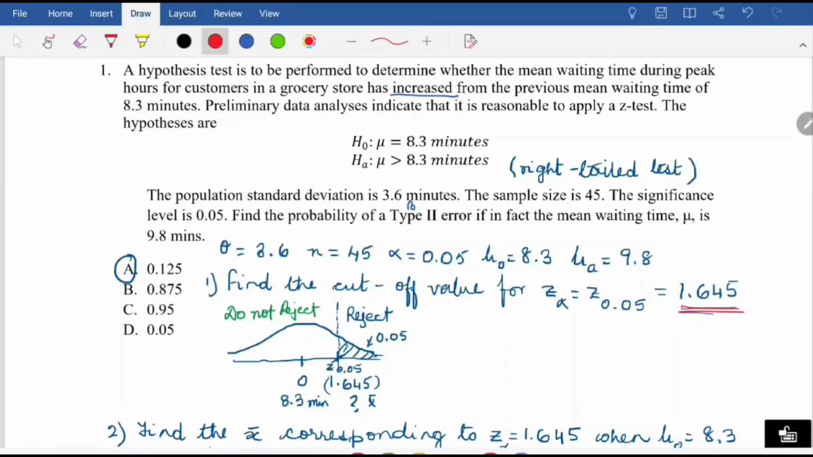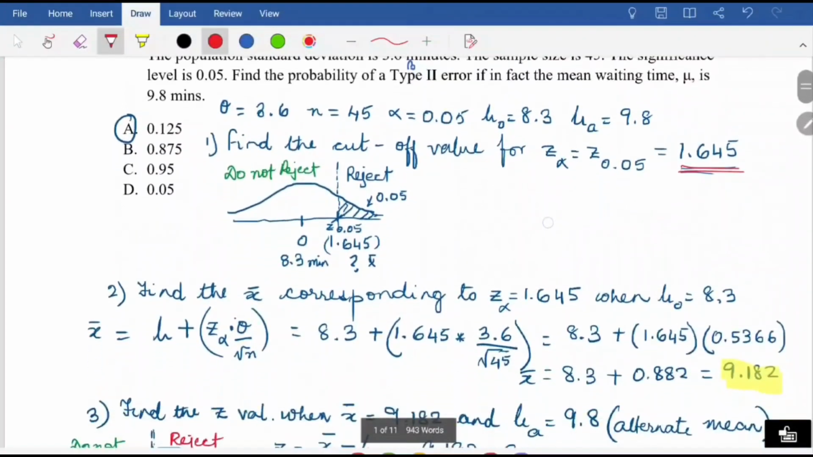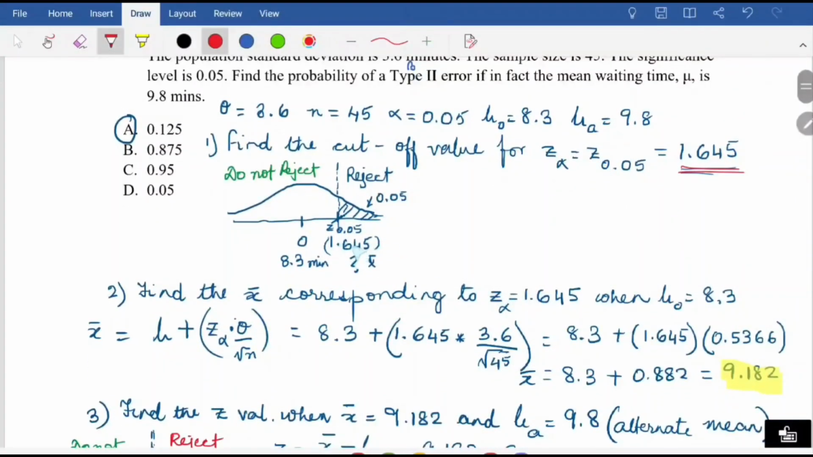Was 1.645, given that the null hypothesis was located at the center point with a value of 8.3 minutes. All right, so that's the first step. You find your z of alpha. In the next step, you have to find the x bar value, the sample mean value corresponding to z of alpha, using one of the formulas. There were 3 formulas given to us. We have to use the one which applies for a right-tailed test.